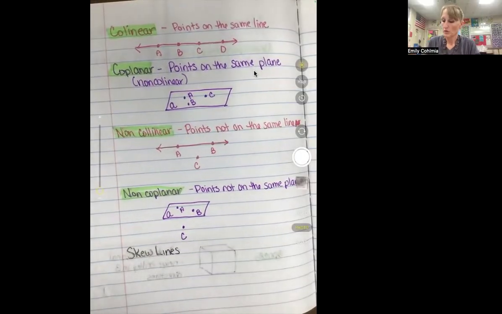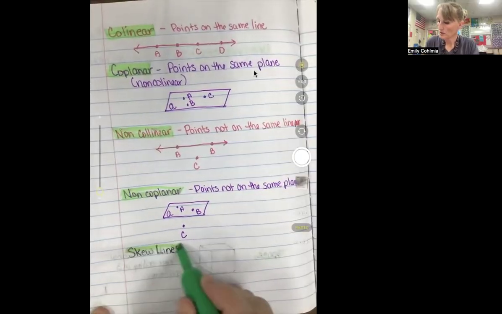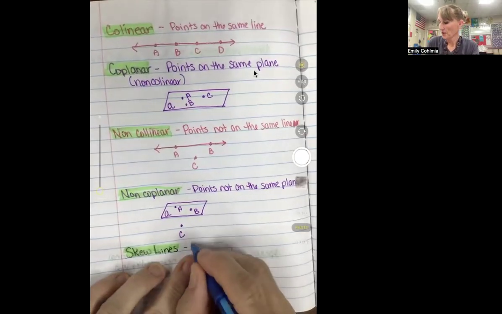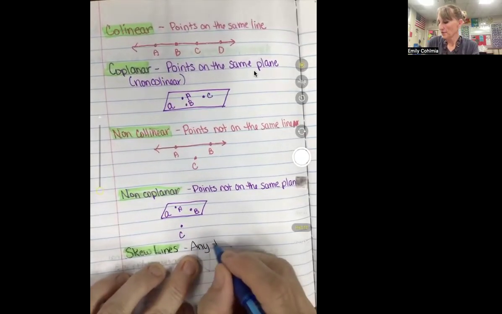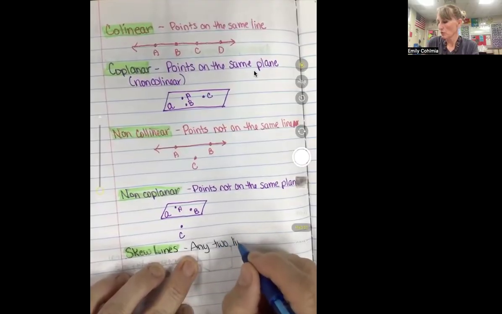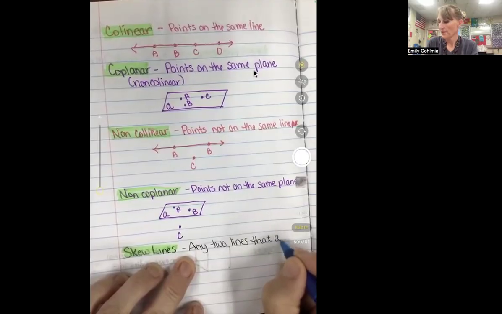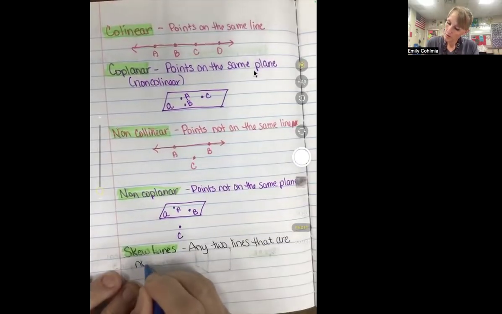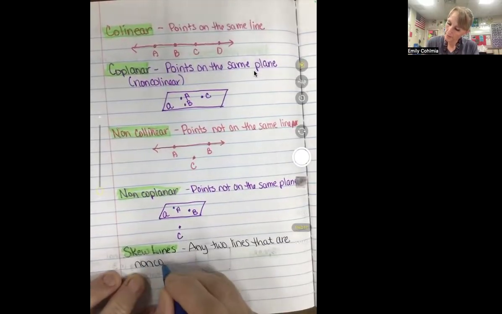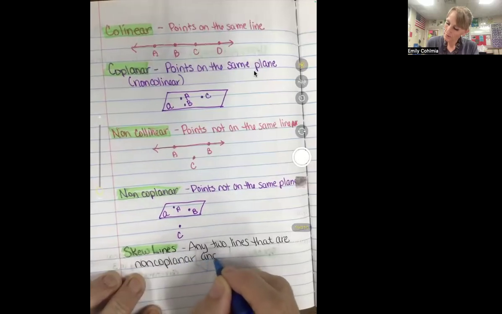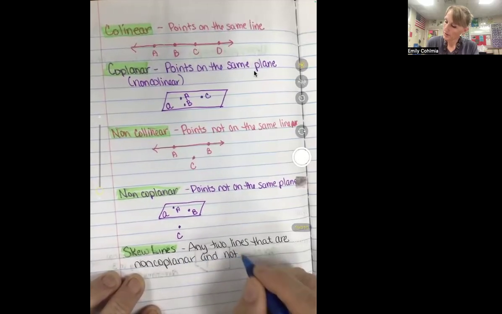Skew lines. Okay. There we go. Skew lines are any two lines. This really can be more than two, but any lines that are non-coplanar and not parallel.